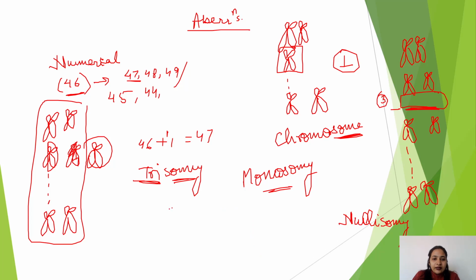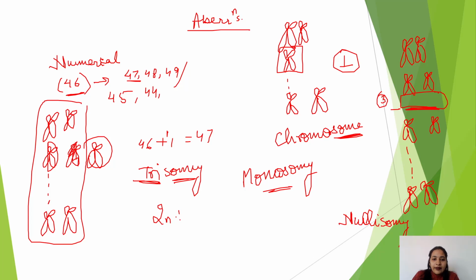Now what happens? See how we write it. 2n we have. 2n means 2 into 23. As I told you, 23 pairs are there. So 2 into 23, 46 chromosomes are there: 23 from mother and 23 from father. So 46. Anyone who is not able to grasp it, please first watch the first part. I have explained everything. 46 chromosomes, 23 pairs, ploid, diploid, everything is covered in that video, right?